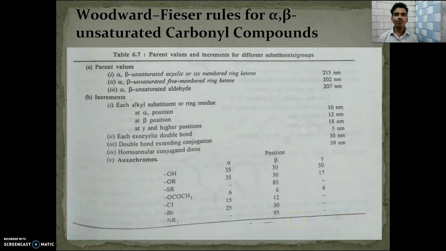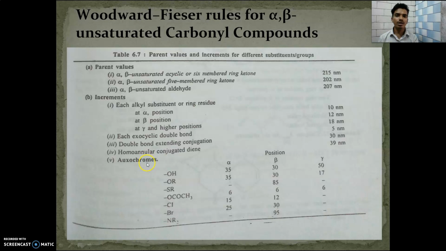Then the Woodward-Fieser rule for alpha beta unsaturated compounds. Alpha beta unsaturated compounds have parent values, with increments for the different substitutions. An alpha beta unsaturated acyclic or 6-membered ring ketone has 215 nanometers, an alpha beta unsaturated 5-membered ring ketone has 202 nanometers, and an alpha beta unsaturated aldehyde has 207 nanometers as the parent value. The increment values for the alpha, beta and gamma positions are respectively 10, 12 and 18. Each exocyclic double bond adds 5 nanometers. Then double bond extending the conjugation is 30 nanometers and a homoannular conjugated diene 39 nanometers.